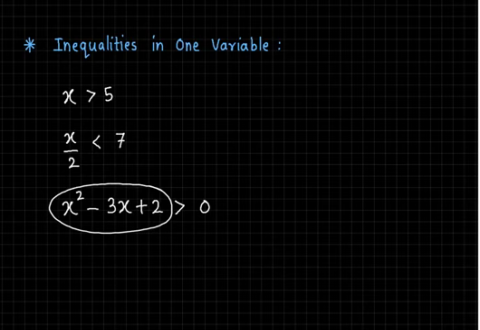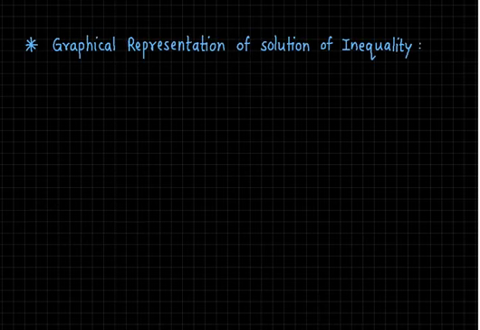So on solving the inequality, we can also represent that solution set, or the set of values of the unknown x which satisfy the inequality, in a graphical manner also. So let us see how to denote the solution of an inequality graphically. So that's a graphical representation of solution of an inequality. So let's take very simple cases.